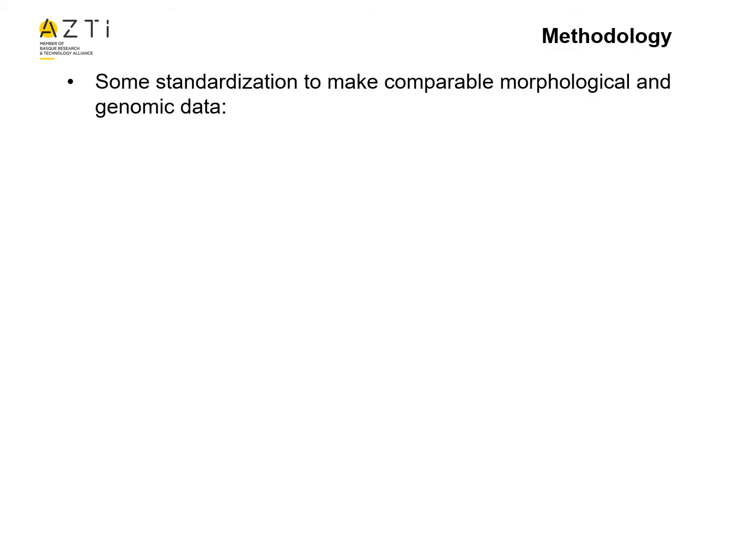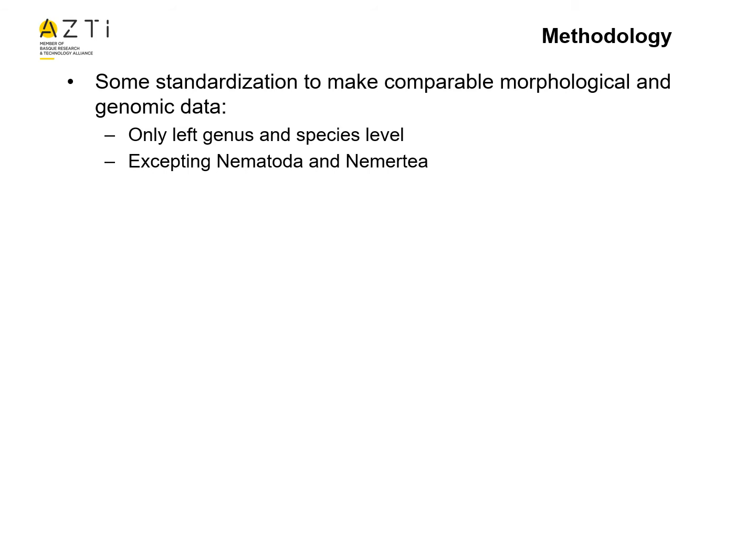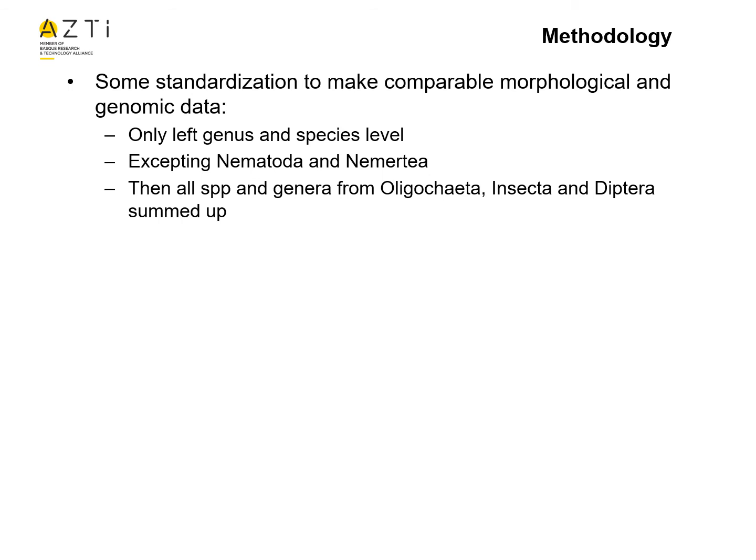But some standardization to make morphological and genomic data comparable is necessary. We only kept genus and species level to compare both morphological and metabarcoding, but we kept also Nematoda and Nemertea. And then for Oligochaeta, Insecta, and Diptera, we summed up all the reads from species and genera.